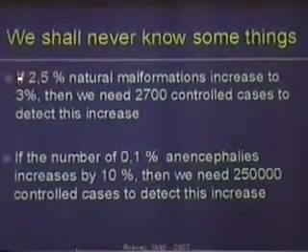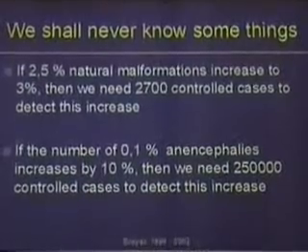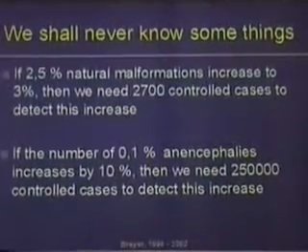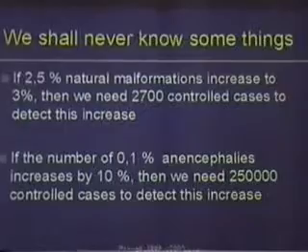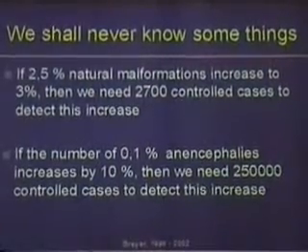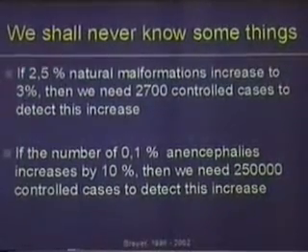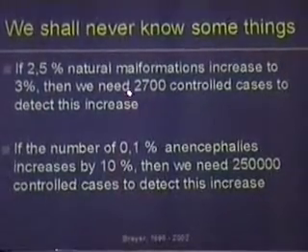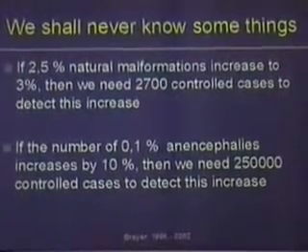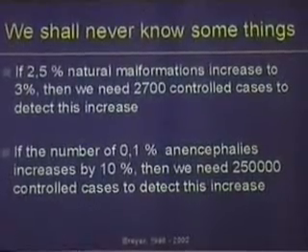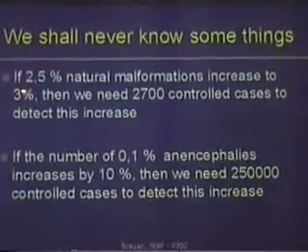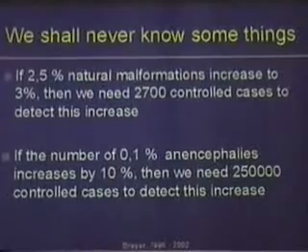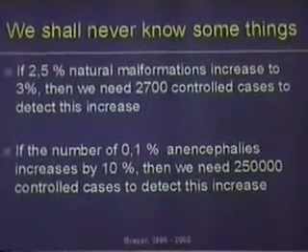If you have something like 2.5% prevalence of something, whatever, natural malformations, and for whatever reason they increase by 3%, then with a thorough study of 2,700 patients, you will be able to detect that this increase happened. So we know that it did happen.